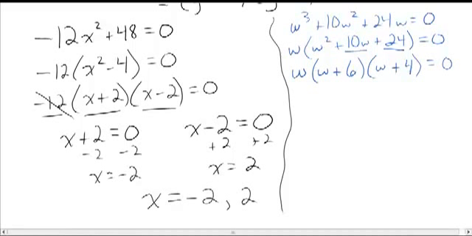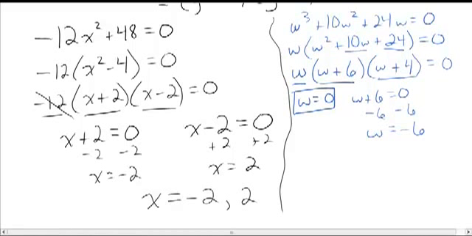Okay, and you can FOIL that back out and check. Now, at this point, we have three factors. We've got a w, a w plus 6, and a w plus 4. Those all have to be set equal to 0. Well, obviously, w equals 0 is just one of my answers right there. And then if I take w plus 6 and set it equal to 0, I would just subtract 6 from both sides, and I'd have w equals negative 6. Another one of my answers.